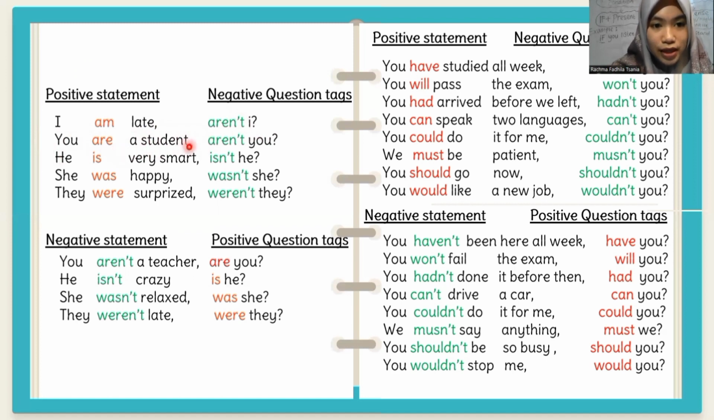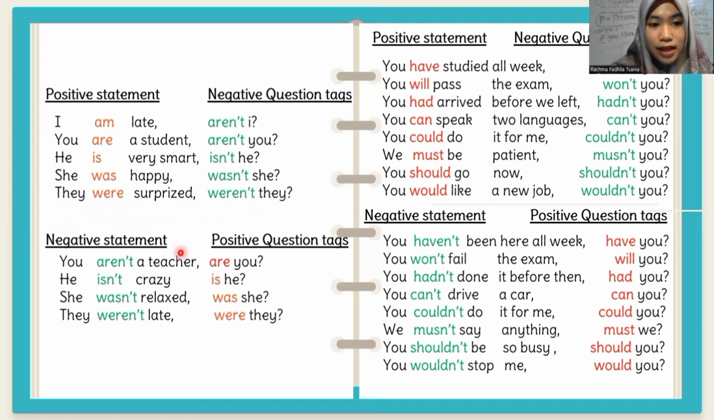You are a student, aren't you? You is the subject, are is the auxiliary verb, and student is the main verb. He is very smart, isn't he? She was happy, wasn't she? They were surprised, weren't they?